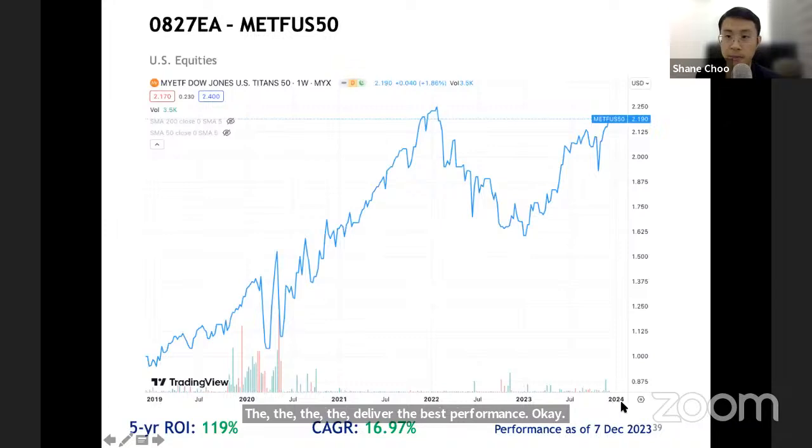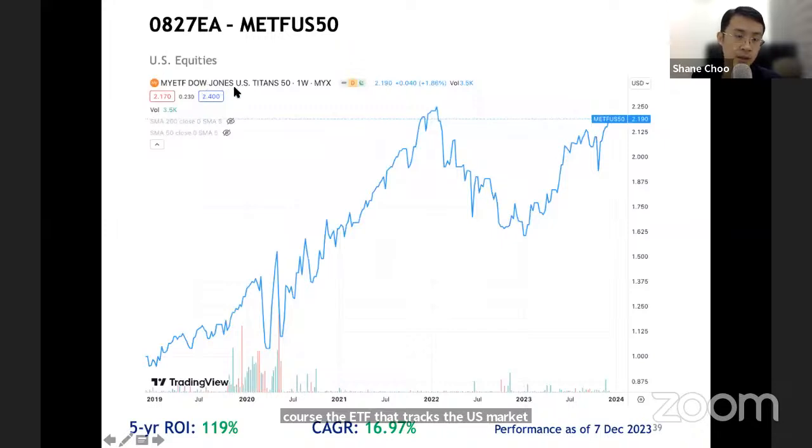As you know, the American market is reaching an all-time high right now. They have broken the multi-year high, and now they are approaching the all-time high at the moment. So of course, the ETF that tracks the US market, in this case the 50 largest Sharia-compliant stocks in America, also performs well.